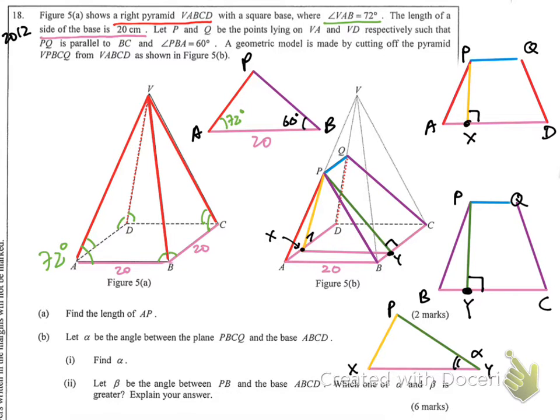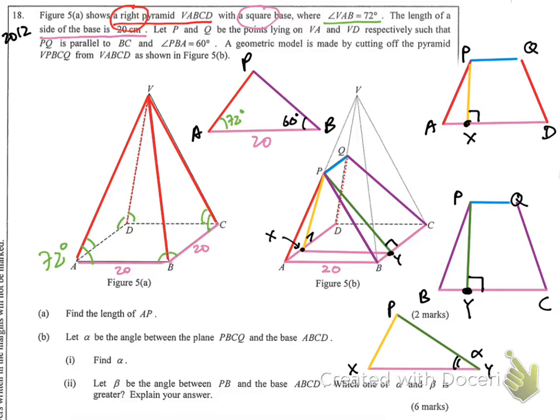Alright, this is a DSE past paper question on three-dimensional problems taken from the year 2012. I try to put down all the corresponding information in respective colors. So first of all, it's a right pyramid. Right pyramid means all the four red lines have the same length with a square base.